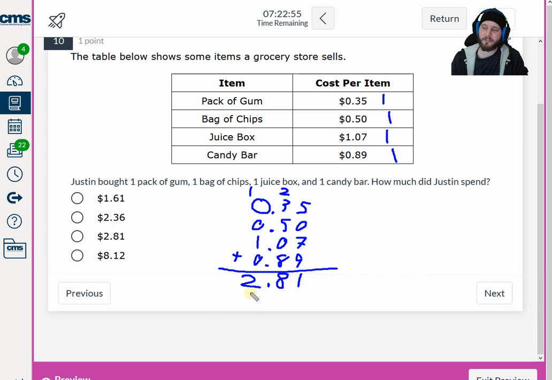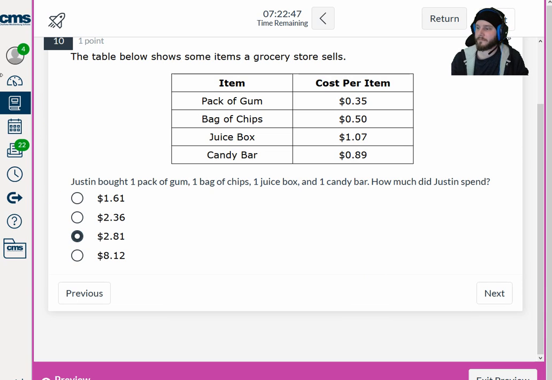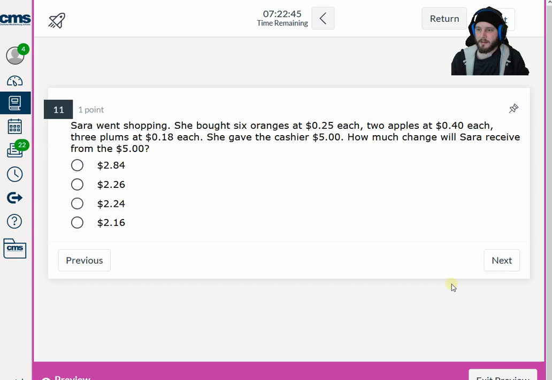So it looks like Justin spent $2.81. It's not a bad deal. Those are actually really good prices for everything. Alright, for number 11, Sarah went shopping. She bought 6 oranges for 25 cents each, 2 apples for 40 cents each, and 3 plums for 18 cents each. She gave the cashier $5. How much change will she receive?